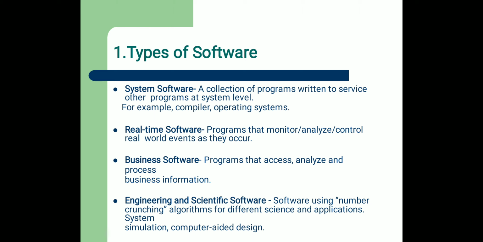Types of software. There are 7 categories of software. One is system software, application software, engineering scientific software, embedded software, product line software, web application, artificial intelligence software.